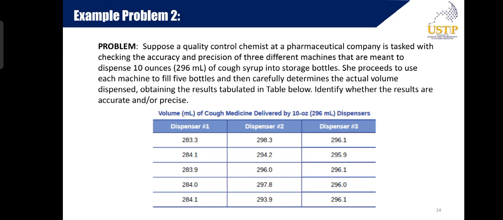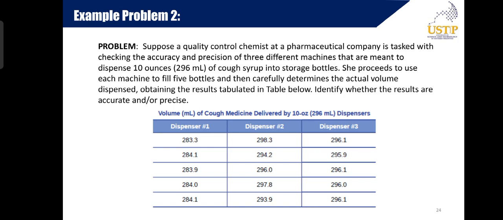Suppose a QC chemist at a pharma company is tasked with checking both the accuracy and the precision of 3 different machines that are meant to dispense 10 ounces or 296 ml of cough syrup into storage bottles. She proceeds to use each machine to fill 5 bottles and then carefully determines the actual volume dispensed, obtaining the results tabulated in the table below, and identify whether the results are accurate and or precise.